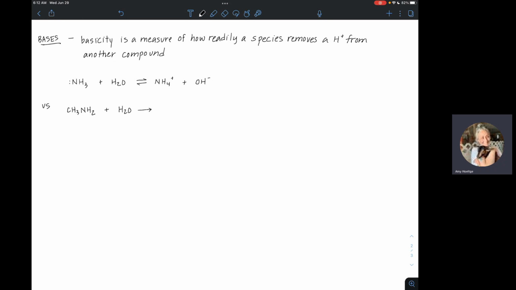And you can tell by the arrow here. When I have a weak acid or a weak base, I use those little equilibrium arrows. That's telling you that, at equilibrium, you're going to be finding some of your starting material unreacted. When you have a strong acid or a strong base, we typically will use that single-headed arrow going in the direction from reactants to products.